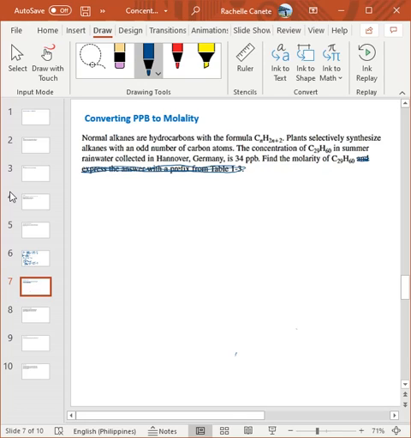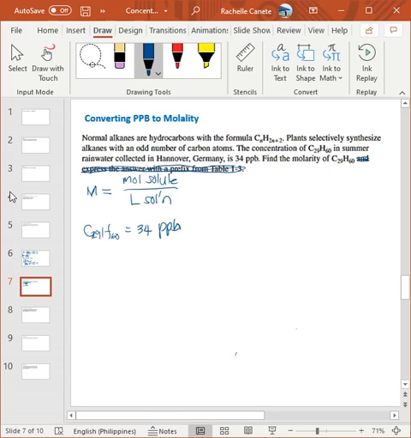So, we are asked to find the molarity, right? We know that molarity is equal to the moles of solute per liter of solution. Okay? So, we need these two to be able to answer the molarity. And we are given that the concentration of C29H60 is equal to 34 ppb.